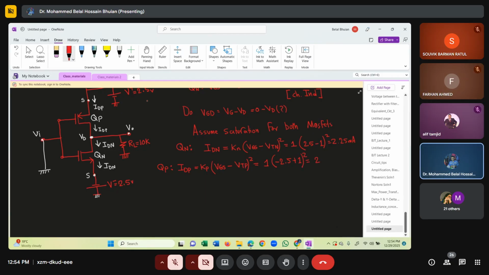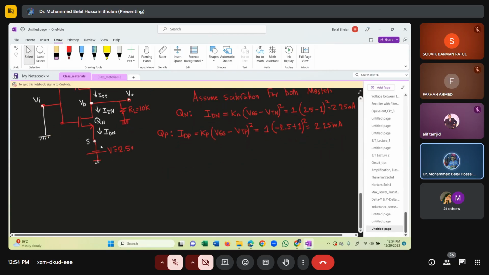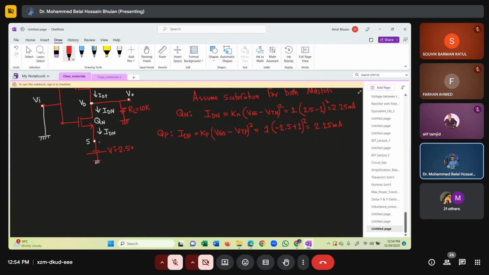Again, we get what? 2.25 milliampere. So what is our finding? Our finding is that IDN equals IDP, and both cases are the same, 2.25 milliampere.